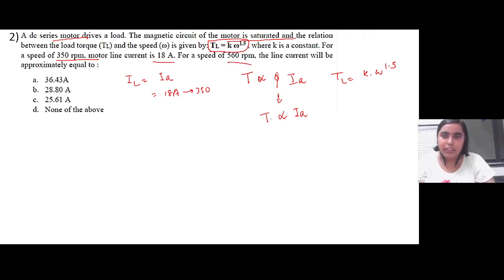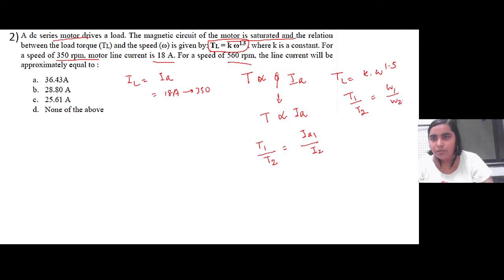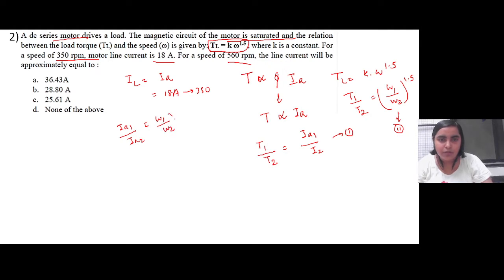If in the first condition, when speed is 350 rpm, the torque is T1, and for 560 rpm the torque is T2, then T1 by T2 is equal to Ia1 by Ia2. Also, T1 by T2 is equal to omega 1 by omega 2 to the power 1.5, from the relation given in the question. So from the first and second equations, Ia1 by Ia2 is equal to omega 1 by omega 2 to the power 1.5.